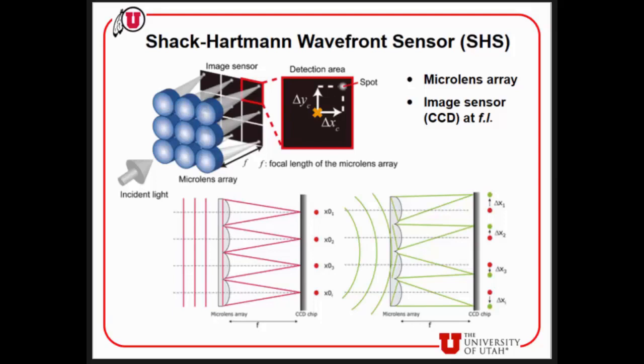How it works is this: if you have an incident light which has a plane wavefront, the image formed on the CCD will be that of periodic bright spots. If the angle of incidence changes, on the right as you can see, these bright spots shift. It is this shift that is measured and calculated for each lenslet, and that is sampled to finally get the angle of incidence of the original wave.